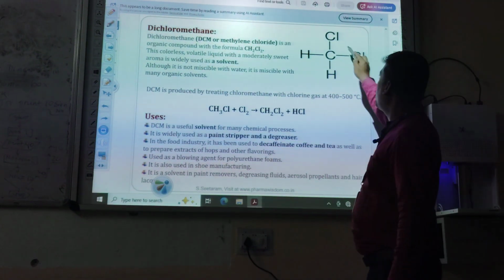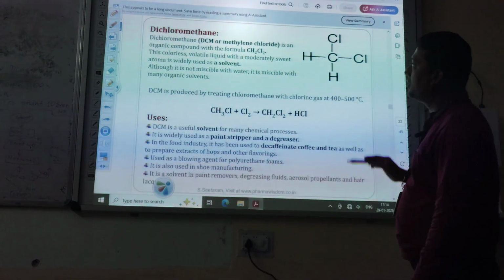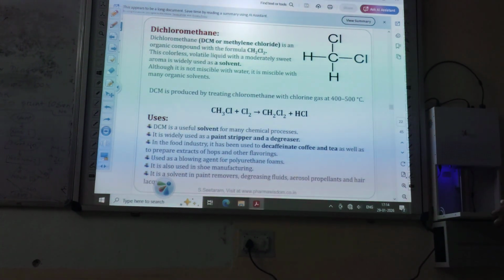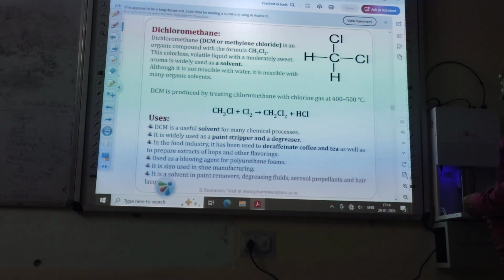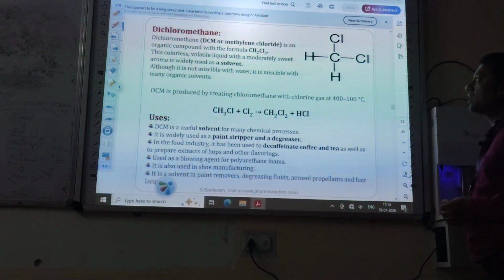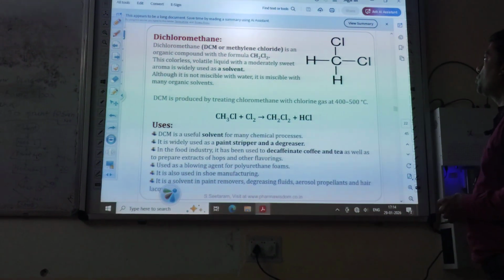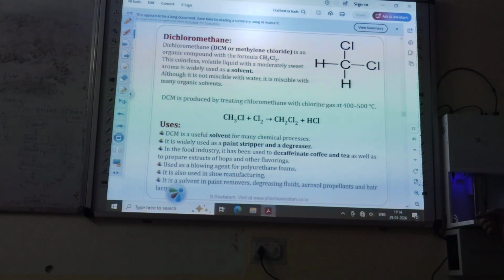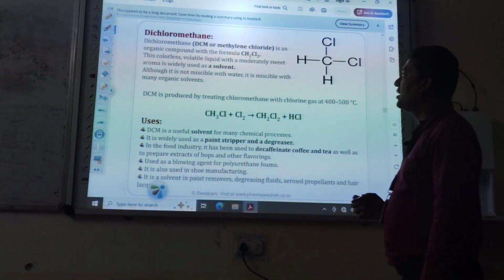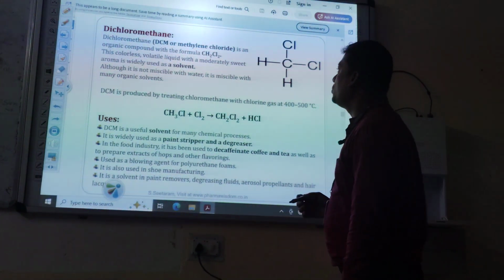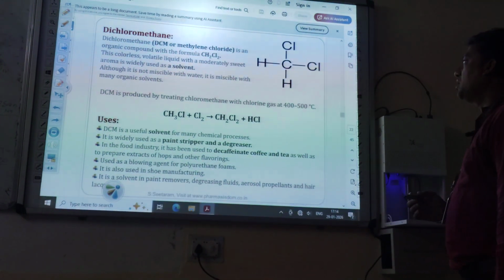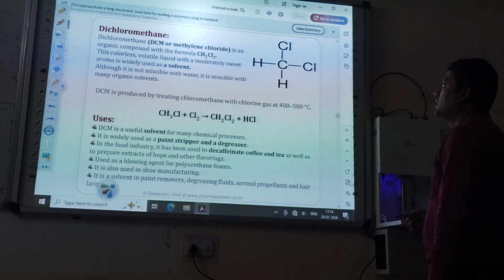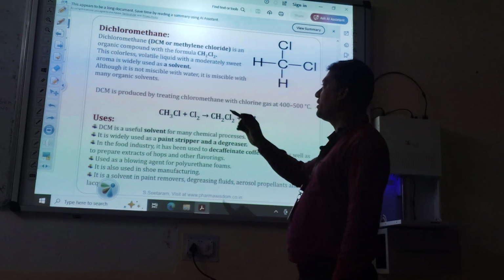Dichloromethane. Two chlorine atoms are attached to the central carbon. Dichloromethane, DCM or methylene chloride, is an organic compound with the formula CH2Cl2. This colorless volatile liquid with a moderately sweet aroma is widely used as a solvent. Although it is not miscible with water, it is miscible with many organic solvents.